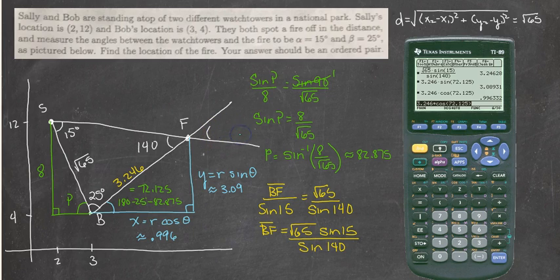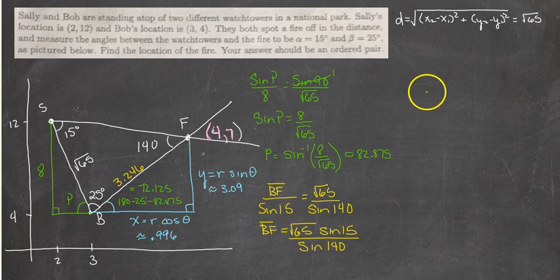So I think that the location of F is starting at B on the x-axis, 3 plus 0.996. Actually, I'm going to go ahead and round because 0.996 is so close to 1. So 3 plus 1, I'm going to call that 4. And then on y, I'm going to go 4 plus 3.09, I'm going to call that a 3. So 4 plus 3 is 7. So I'm saying that I think the location of the fire is at 4, 7 on the plane.